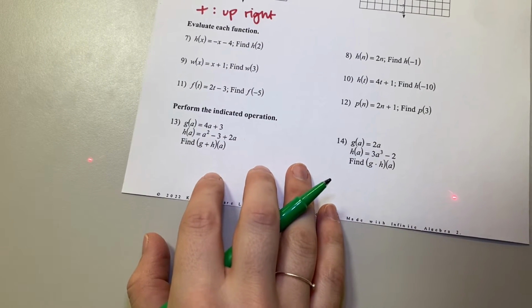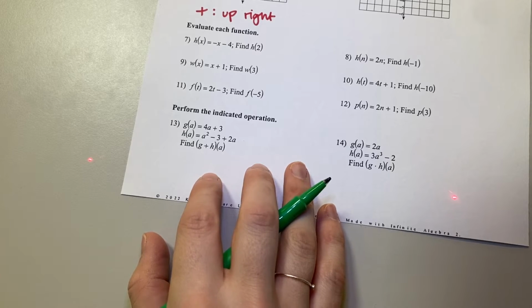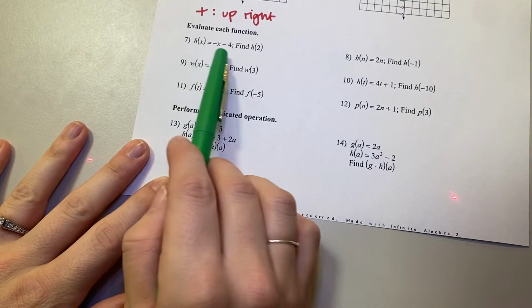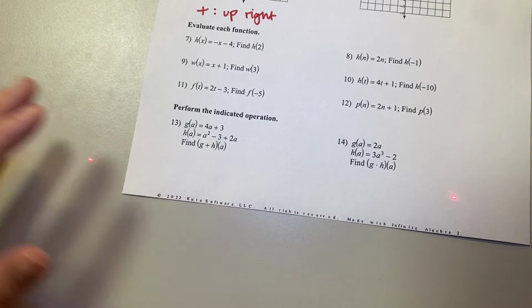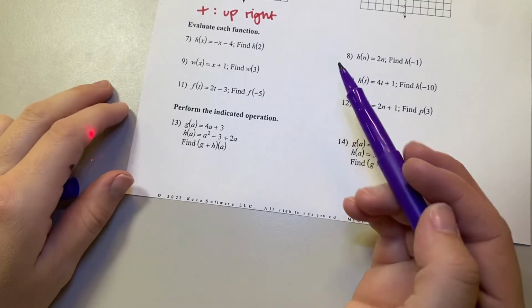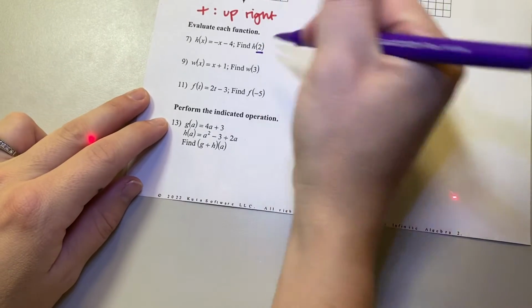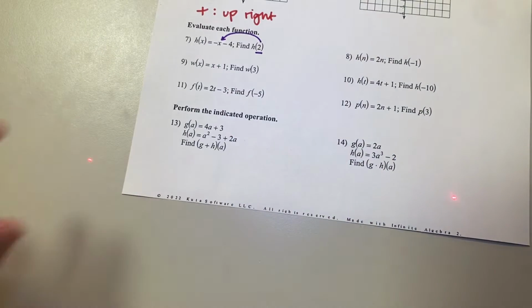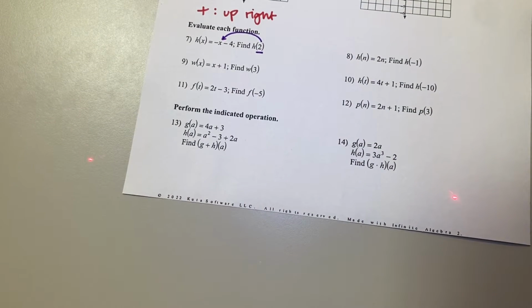Evaluate each function. Let's look at number 7. Here is our function, in other words, our equation. What does it want us to plug into the x spot? 2. Okay, so we have our 2. It wants us to put a positive 2 in that x spot.